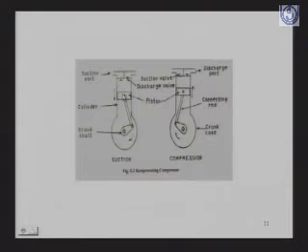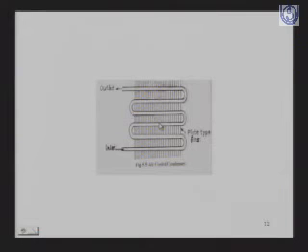So the important parts of a compressor should be known. There is the suction valve, discharge valve, suction port, then the piston and crankshaft. So the vapors will be sucked through the suction valve and they will be discharged through the discharge valve. So this is the compressing part.